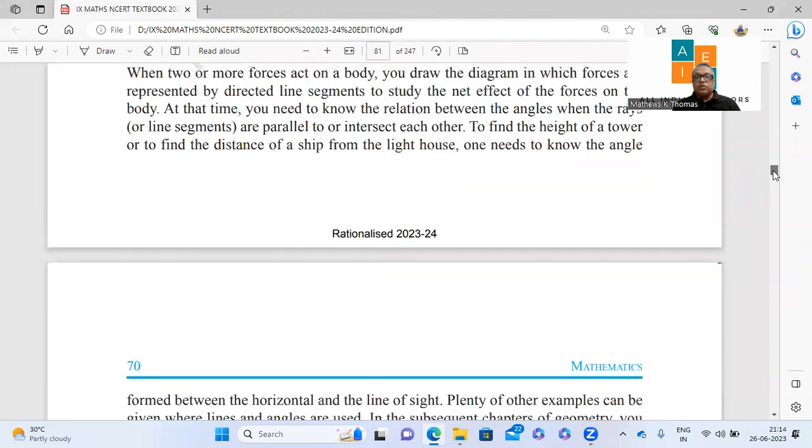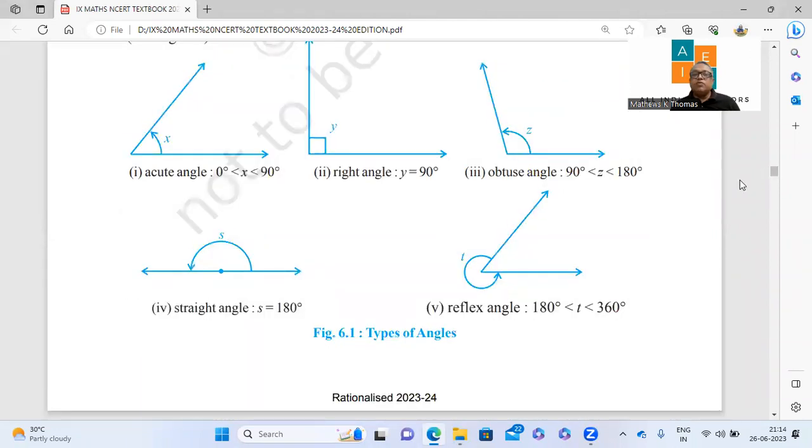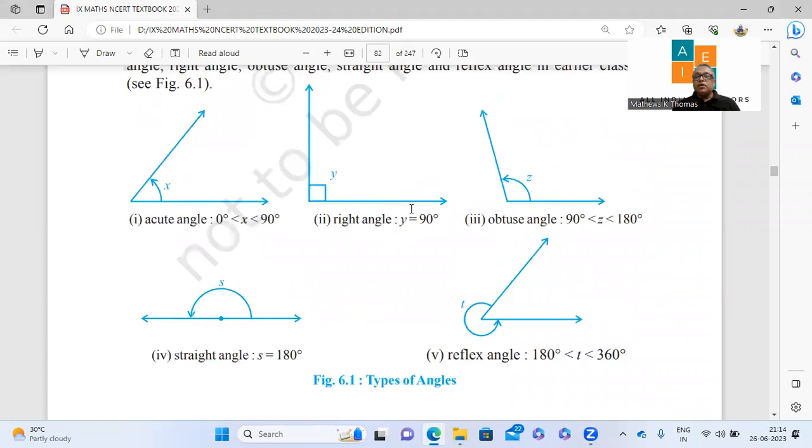So first of all, we should understand what are the different types of angles. The first one is acute angle. The acute angles are angles which are greater than 0 but less than 90. So anything which is greater than 0 and less than 90 is called an acute angle. An angle which is exactly equal to 90 is called a right angle. And angles which are more than 90 but less than 180 is known as an obtuse angle.